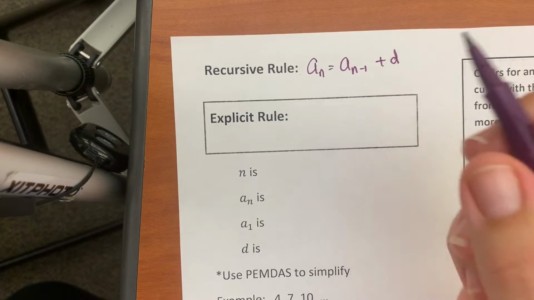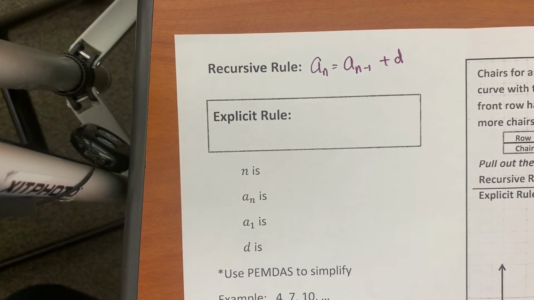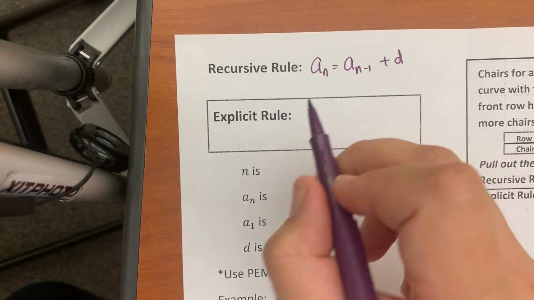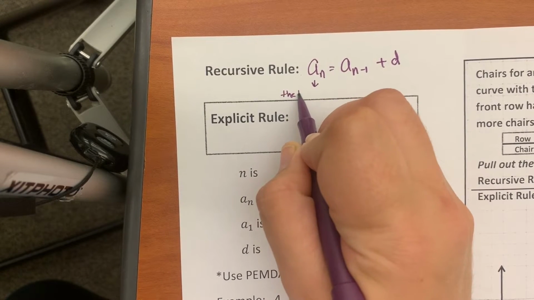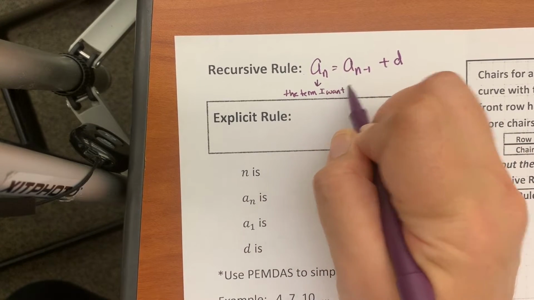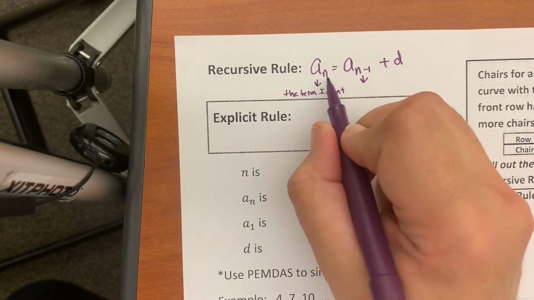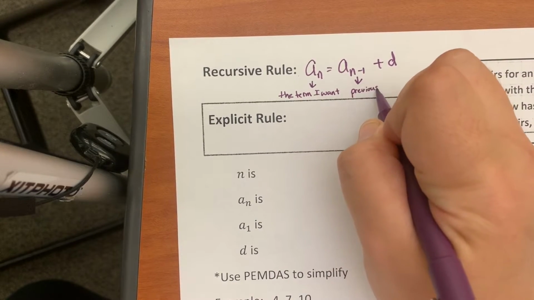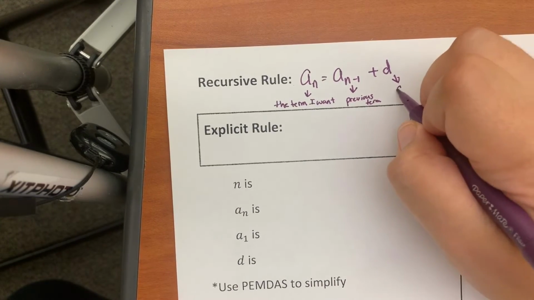What this means is the recursive rule is kind of like explaining your pattern that we've been explaining in words, like it grows by 2, adding 2 each time, or subtracting 5 each time, but it's just showing it in this notation. So this a sub n term is the term that you want. If you're talking about the 8th term, it would be that one. This a sub n minus 1, see how 1 is subtracted from it? That means it's 1 less than this one, so it's the previous term. And d we already defined in our vocabulary, and that's our common difference.